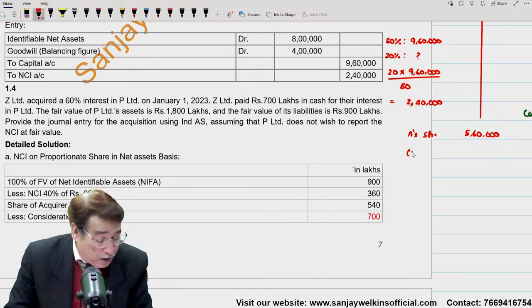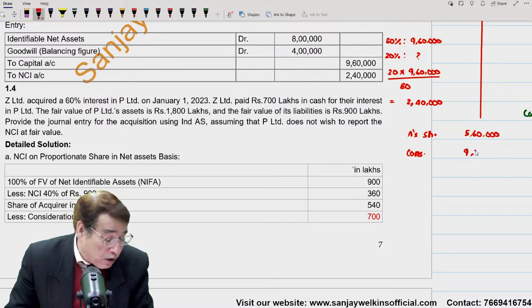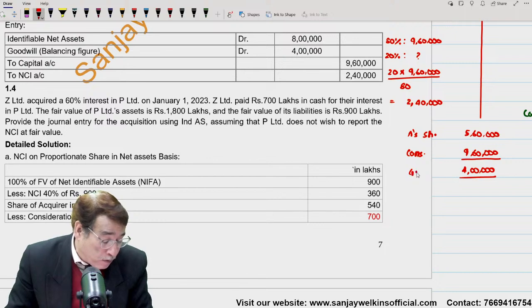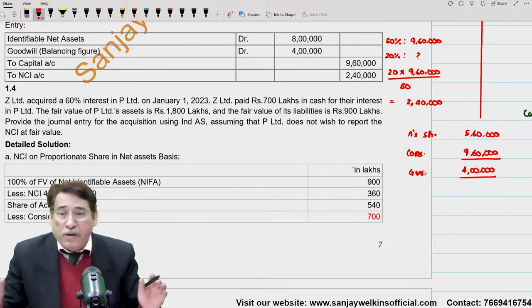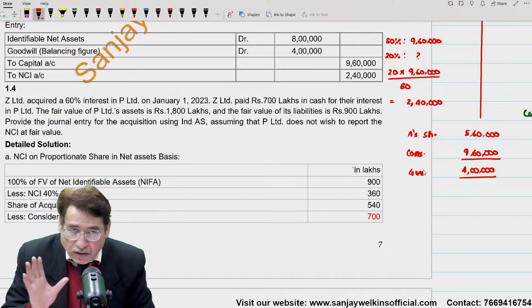Okay, now consideration. Consideration is 9,60,000. In this case, you can see the amount of goodwill is actually 4 lakh. Correct? Up to this particular stage, things should be clear.